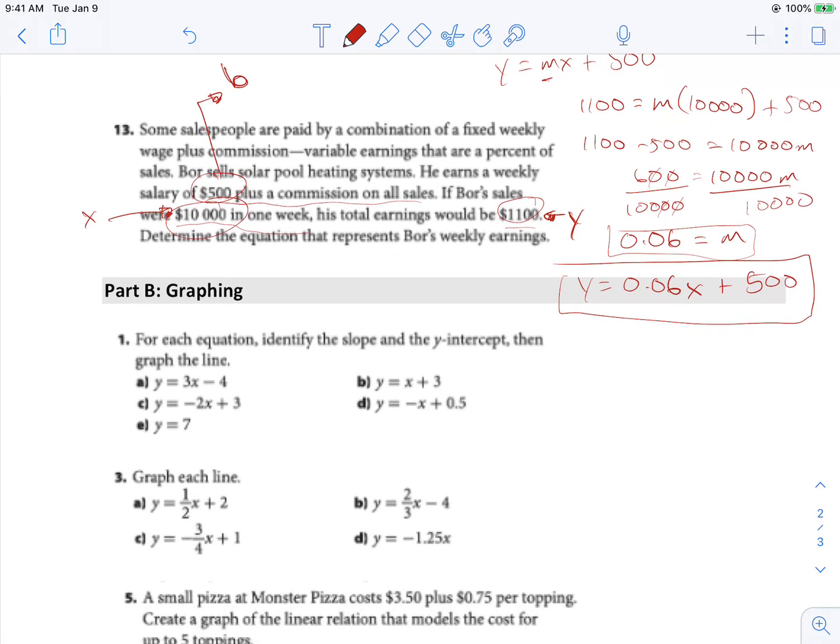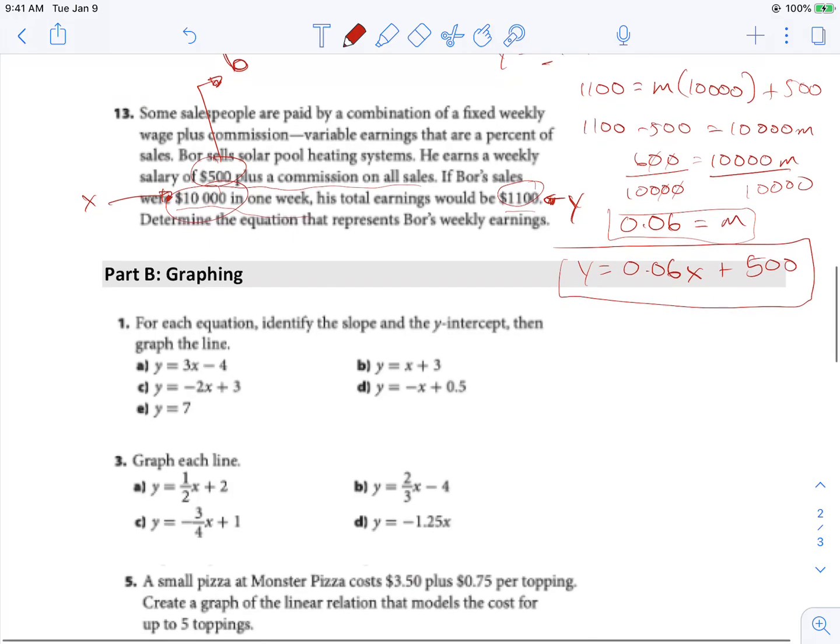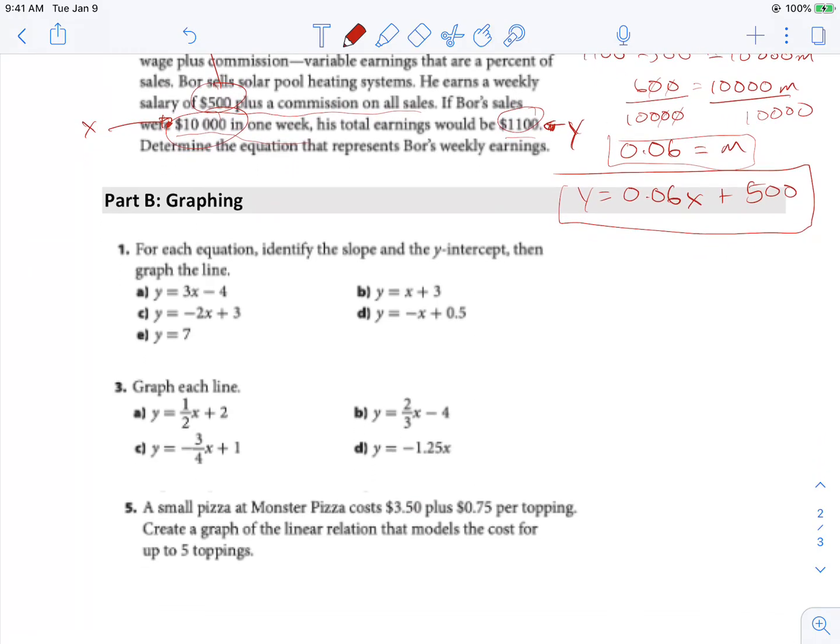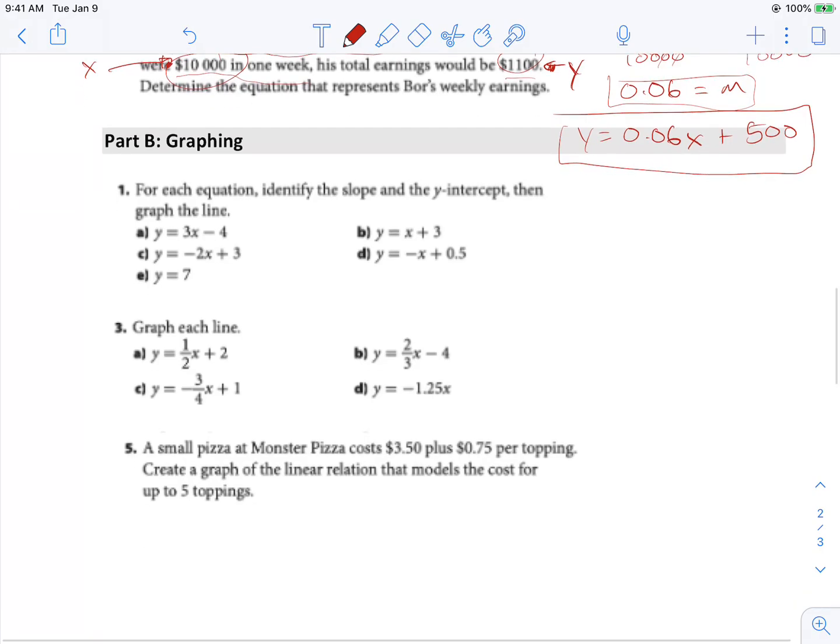Okay, awesome. Now we are on to our graphing component. So let's just make sure we know what questions we have to do here. So we're doing 1 ACE, 3 AC, and 5. Okay, perfect. So for each equation, identify the slope and the y-intercept, then graph the line. So for our first one, we know our slope here is that. We know our y-intercept is -4. So our m is 3, our b is -4.